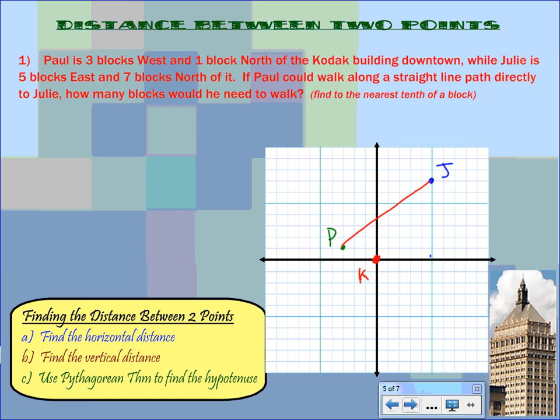So if I look at the horizontal distance here, I'll use blue. The horizontal distance from Paul to Julie is right along this line here. And we can count those units up. It's 3 units from Paul to the y-axis, and then it's 5 units past that.